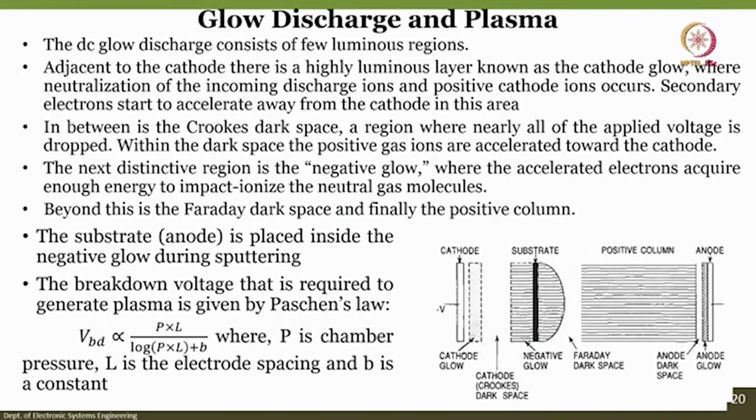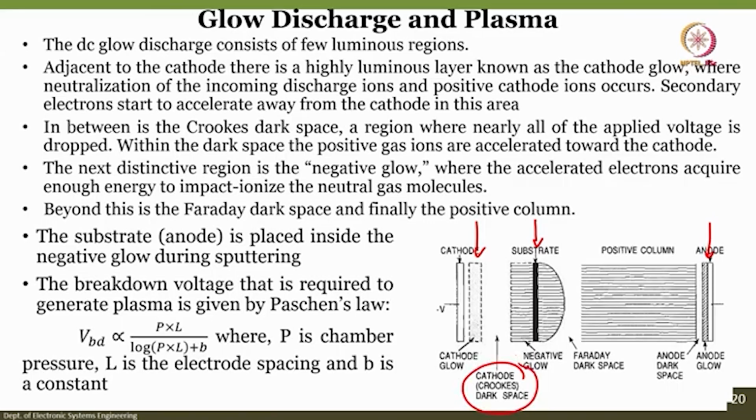If you want to understand further how the glow discharge and plasma between the cathode and anode occur, then you need to understand that when you apply a voltage between cathode and anode, next to the cathode is always a cathode glow and next to the anode is an anode glow. Then the substrate is placed here and you have a negative glow, and then there is something called the Crookes or cathode dark space.